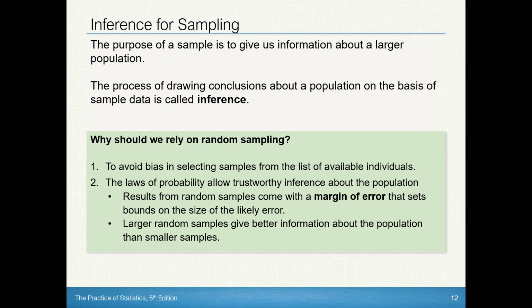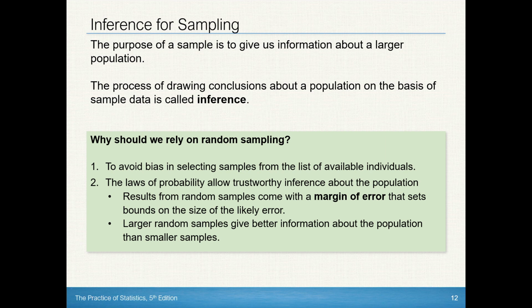The purpose of a sample is to give us information about a larger population. The process of drawing conclusions about a population based on the sample data is called inference. So why do we rely on random sampling? Well, first of all, random sampling helps us avoid bias in selecting the samples. Second reason is the law of probability allows trustworthy inference about the population.